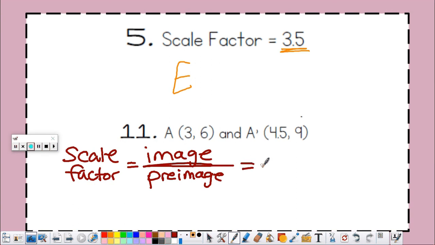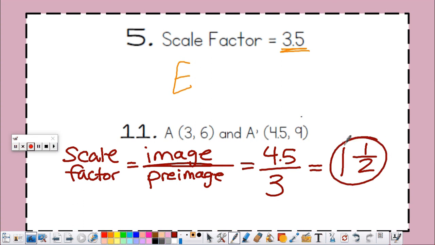X, sure. All right, so I'm going to take 4.5 divided by 3, and this tells me how many times does 3 go into 4.5? Well, it goes in 1 time and another half, right? It doesn't go in a full another time, but it does go in another half, okay? So our scale factor then is 1.5. How can I write 1.5 as an improper fraction? As an improper fraction. Oh, it would be 3 over 2. Very good. 3 over 2.